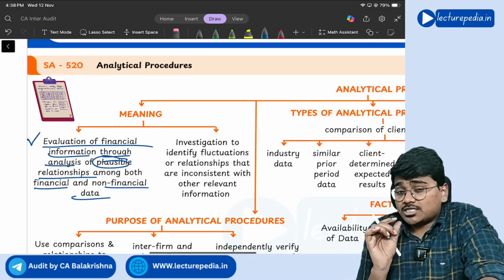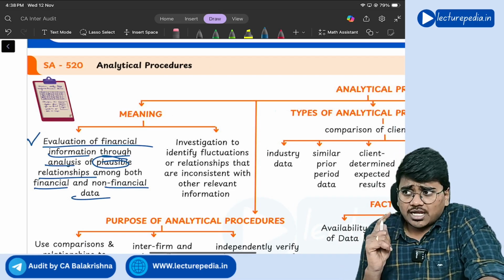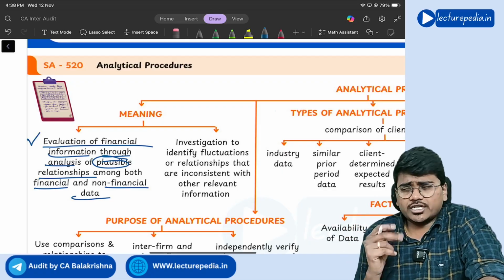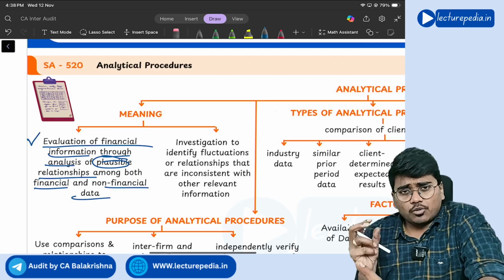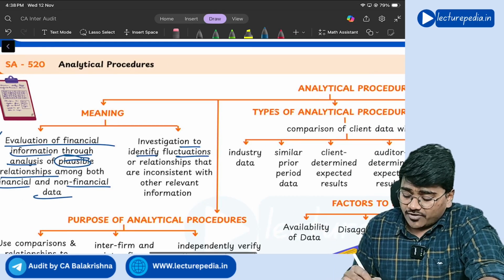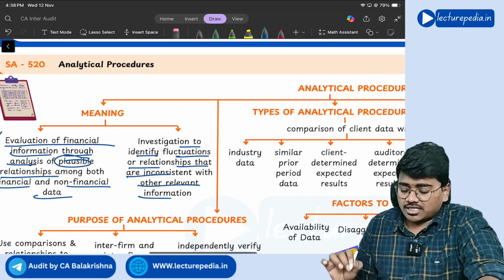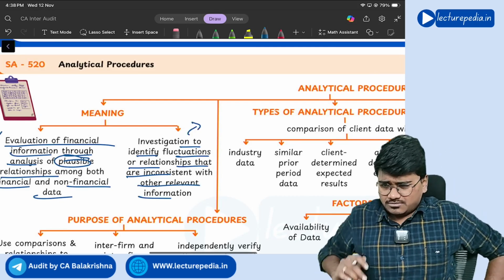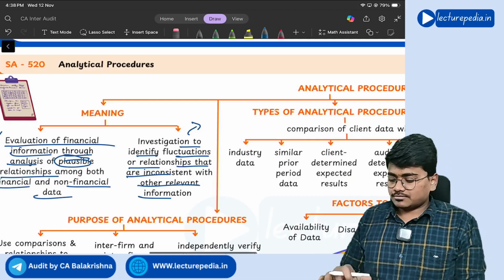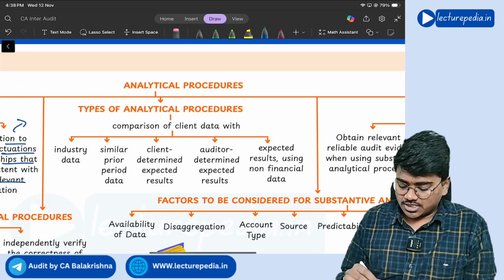So that means in order to perform analytical procedure, a relationship should exist between financial and non-financial data, or two financial data. Only then can you perform analytical procedure. And investigation to identify fluctuations or relationships that are inconsistent with other relevant information. So this is nothing but a trend analysis, right? Yeah, types of analytical procedure.